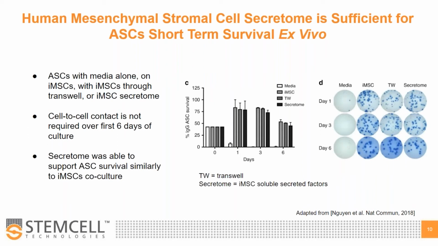Further, they were interested in elucidating whether cell-to-cell contact was important for the survival of ASCs. And they did an experiment where they cultured ASCs in media alone, in co-culture as done before, through a membrane in a transwell experiment, and with just the secretome, which was generated from MSCs. And they show here that cell-to-cell contact is not required for the first 6 days of culture. As you can see on days 1, 3, and 6, there's no significant difference between co-culture, transwell, or secretome culture.